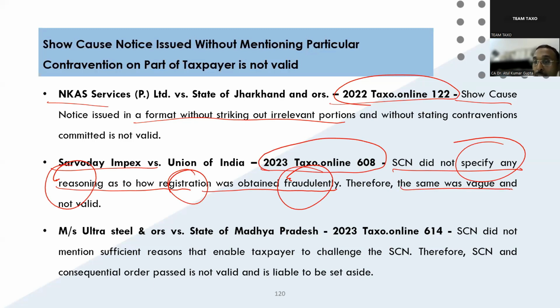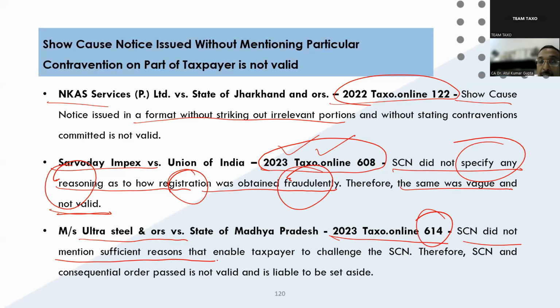So the show cause notice is vague in nature and is not a valid one. You can note down this citation: 2023 TAXO Online 608. Then, my dear friend, there is another judgment of Ultra Steel, which is available at 614. The SCN did not mention sufficient reason.